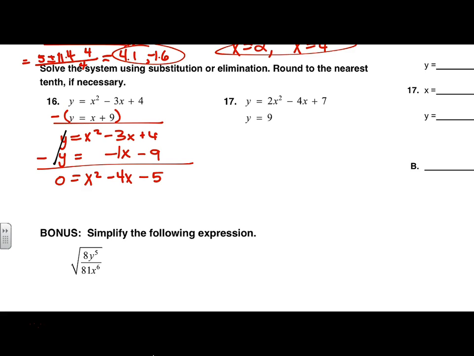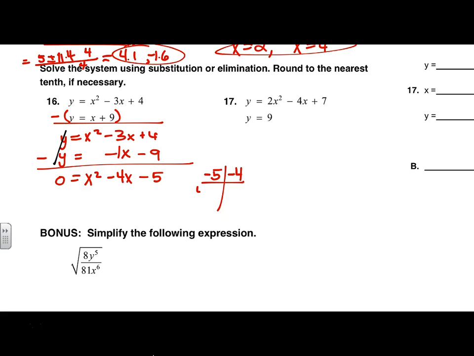Now we still need to solve. If you like the quadratic formula, we can technically do it that way, or if you like factoring, we can do it that way as well. Technically in this one, just for the sake of time, factoring would be the easiest. What numbers multiply to be negative 5 and add to be negative 4?